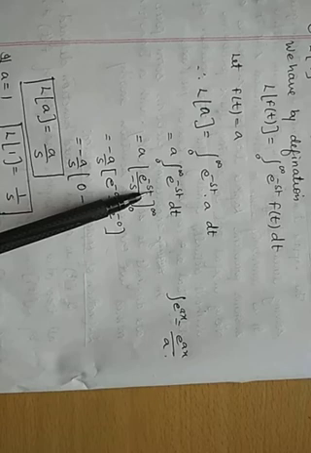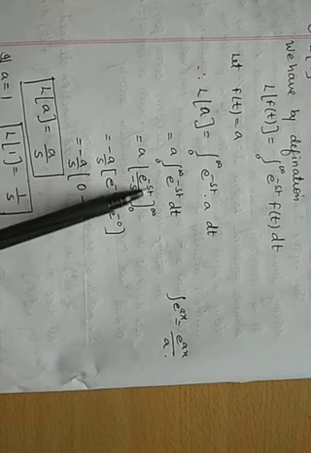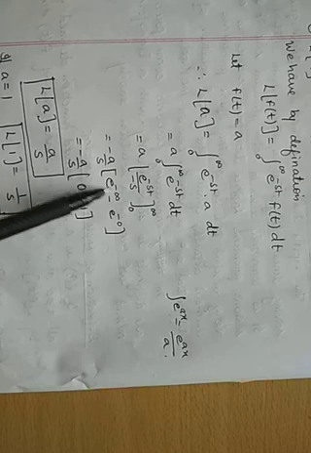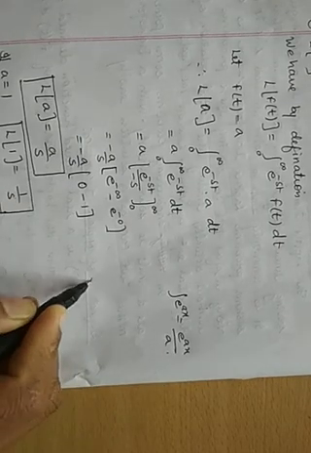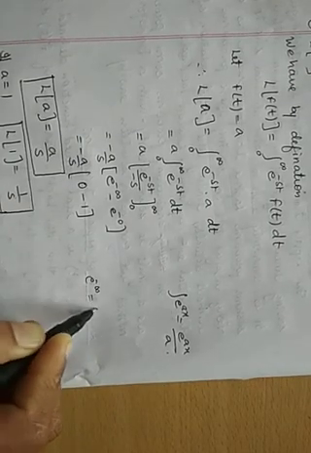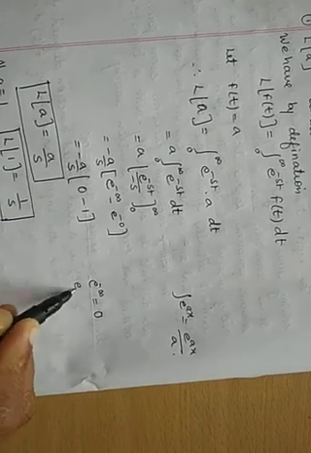Upper limit is infinity. Where all t is there, substitute infinity. So e raised to minus infinity it will become. This is upper limit minus lower limit e raised to minus 0. So we know that e raised to minus infinity is 0. E raised to minus 0 is 1. So here 0 minus 1. That's the answer. Laplace transform of A is A by S.